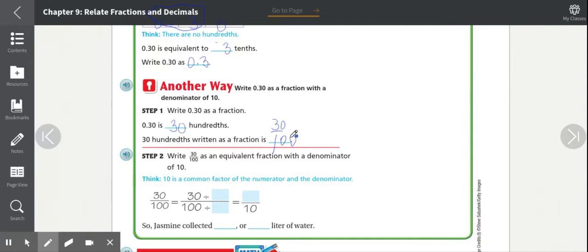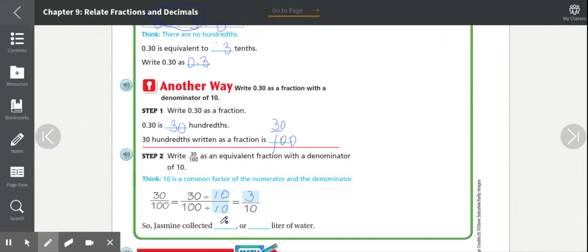Okay, so now we can write 30 hundredths as an equivalent fraction with a denominator of 10. So instead of multiplying to get a higher number, we would divide to get a smaller number. And we're going to divide it by 10. Right? Because 100 divided by 10 will get us our 10. Whatever we do to the bottom, we're doing to the top. 30 divided by 10 is 3.